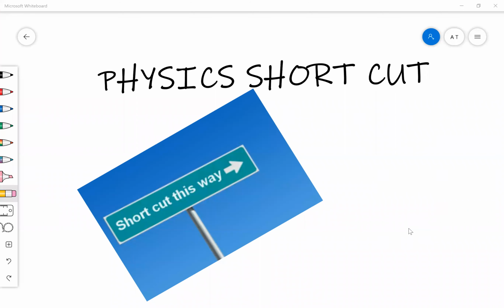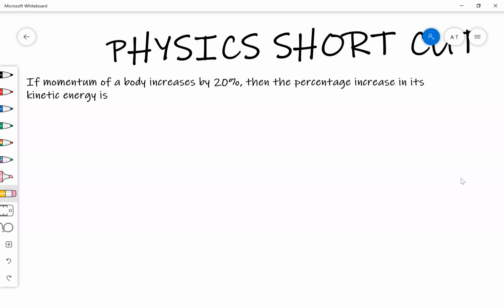Here I'll explain a shortcut which can save your time when you attend competitive exams. I'll go with one example. Here the question is like this. If the momentum of a body increases by 20%, then the percentage increase in its kinetic energy is?